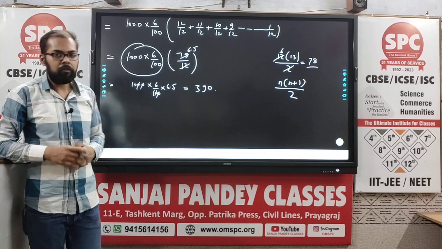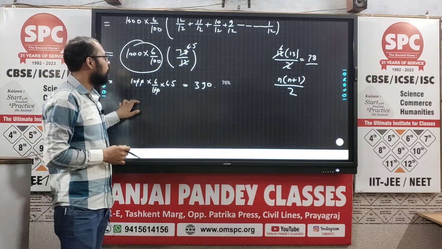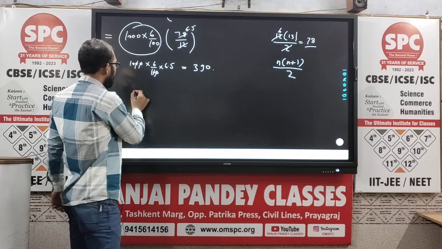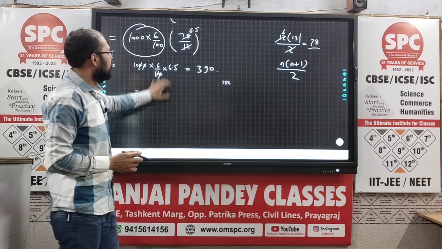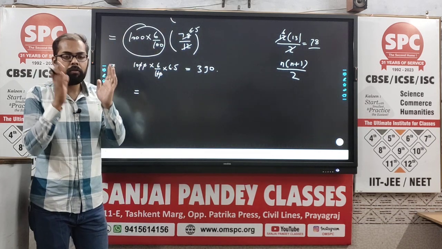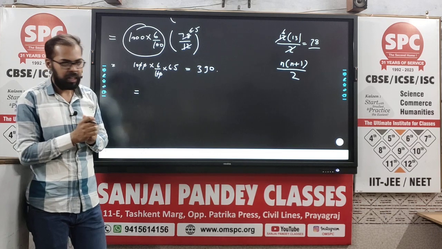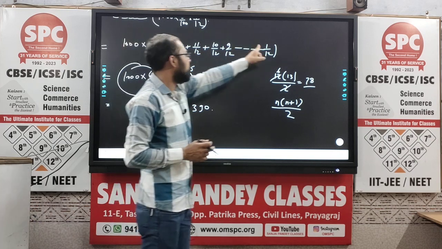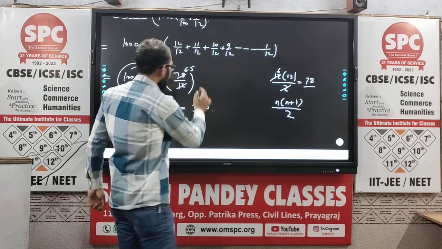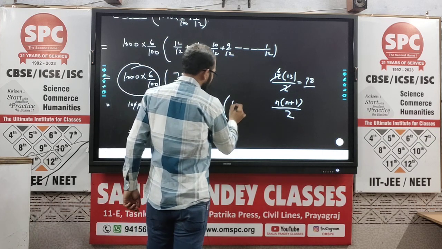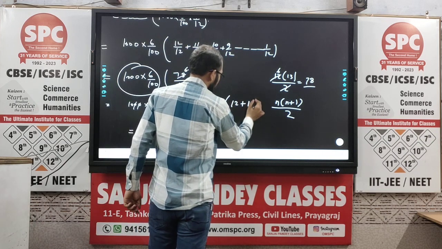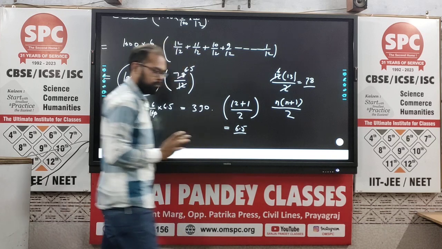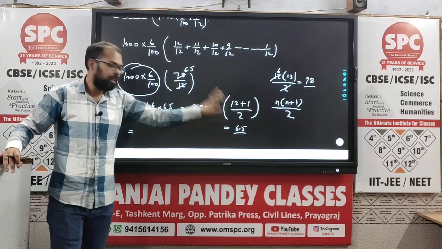So is there any mathematical formula to get that value directly? Yes, there is a formula. The formula says that this value is obtained from the average of two extreme values. What are the two extreme values here? One extreme value is 12, another extreme value is 1. Fine. So if you take the sum of these extreme values and divide it by 2, what you will get? You will get 6.5. So you can directly obtain that value.